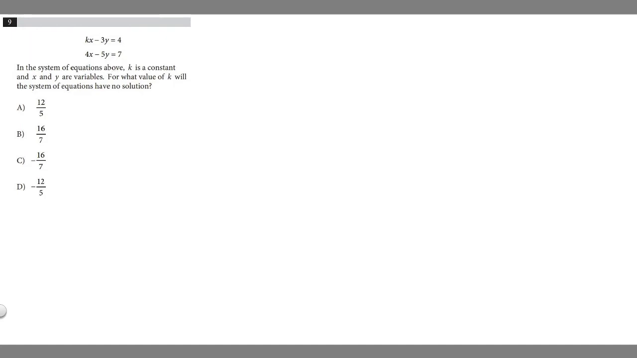And so I think the easiest way to do this is by moving these into y equals mx plus b form. Because if we have it in that form, all we've got to do is look at m, which is the slope. And we know two lines are parallel as long as they have the same slope, but different y-intercepts. So what we want to do is move these into the form y equals mx plus b. And so what I'm going to do is start with the top equation. So we have kx minus 3y is equal to 4. So essentially all we've got to do is solve for y.